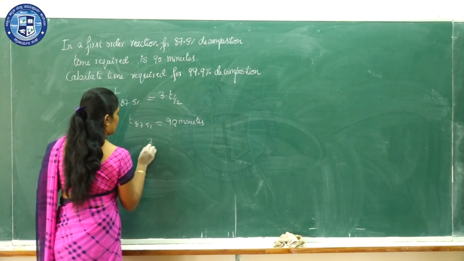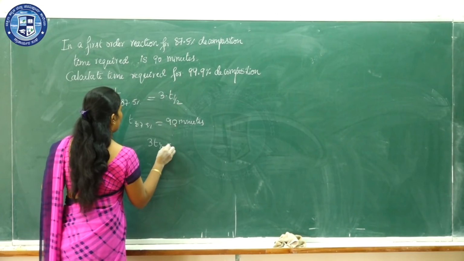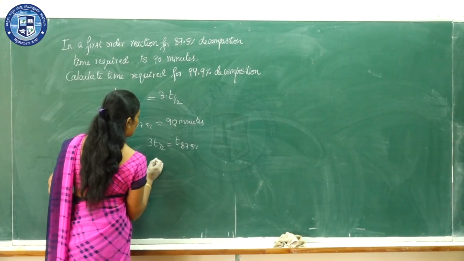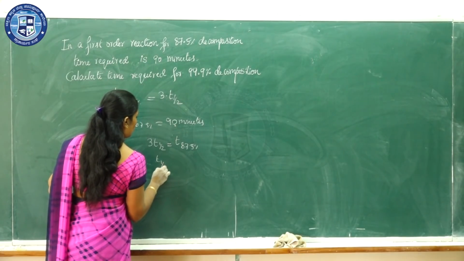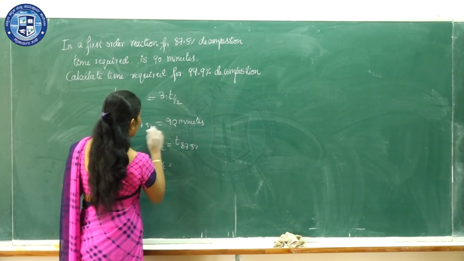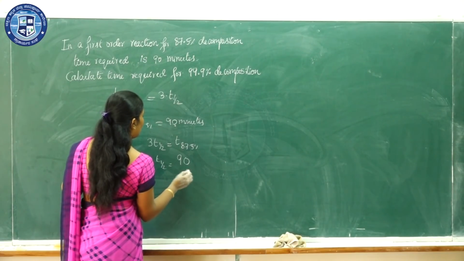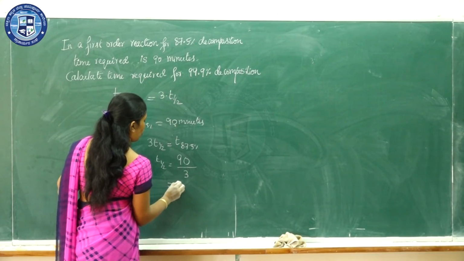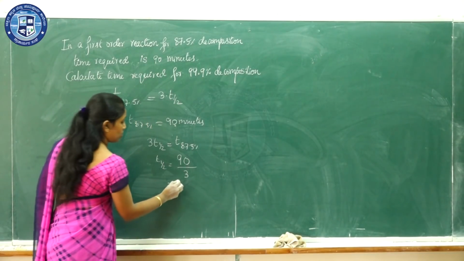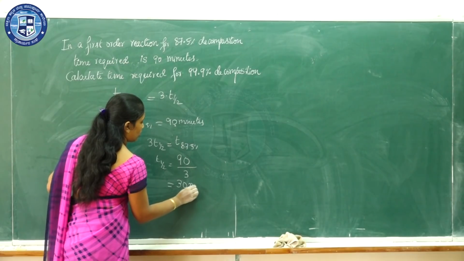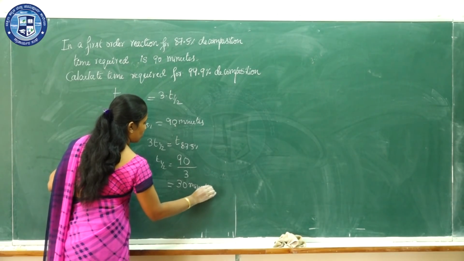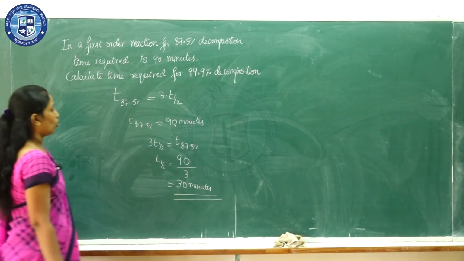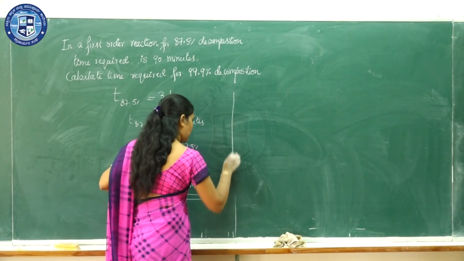Okay, so I will just rearrange this. 3 T half is equal to T 87.5%. So T half is equal to, what is T 87.5%? It is 90 divided by 3. So how much is it? 3 threes are 9, so it is 30 minutes. T half is 30 minutes. Okay, so I have just found T half.